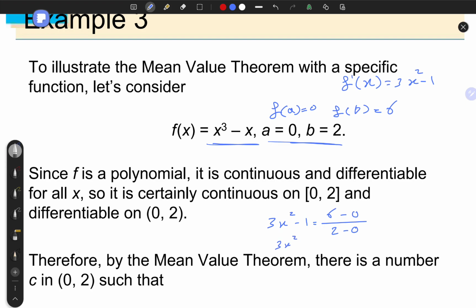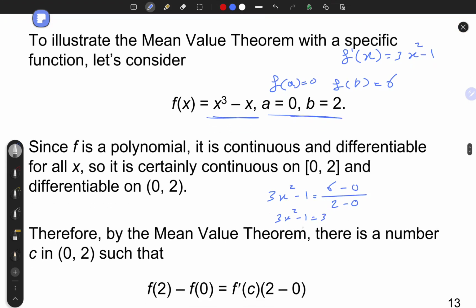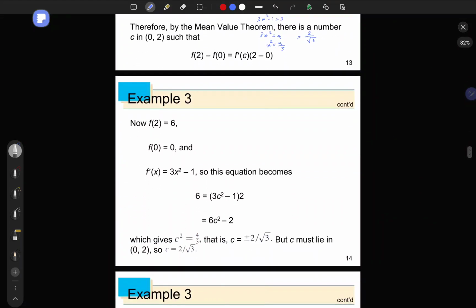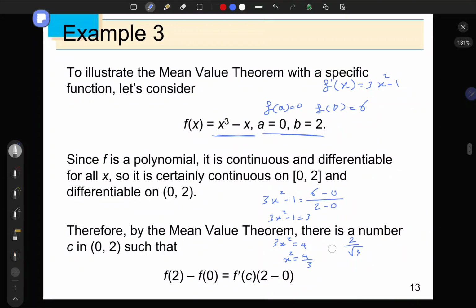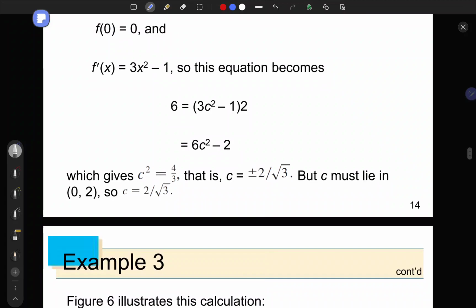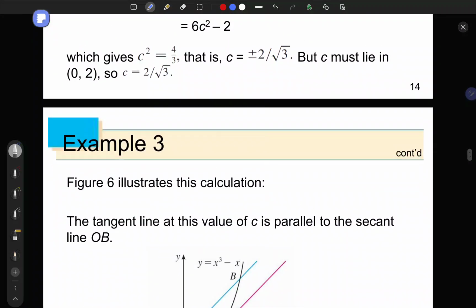So we can say 3x squared minus 1 equals 3. Then we can add 1, so 3x squared equals 4. Now we can divide by 3. Then we get x squared equals 4 over 3. Then we find the square root, so it is going to be 2 over square root of 3. Now it's plus or minus, I forgot because of the square. This value that we got is basically c.